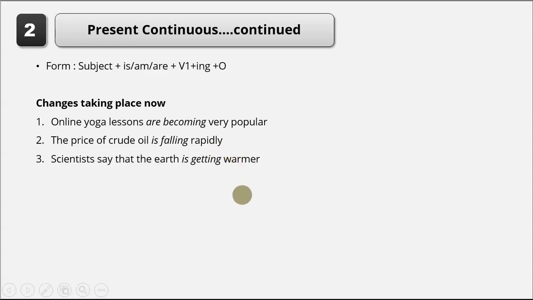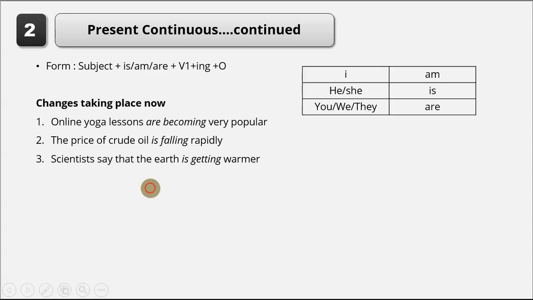Scientists say that the earth is getting warmer. They have data to back it up. The temperatures have started rising about, let's say, 1 or 2 years back or 5 years back, and the current trend is going on. So that is changes taking place now. So these are examples of changes taking place now, which is the third category of present continuous tense.